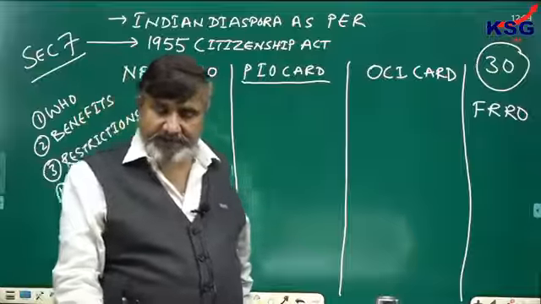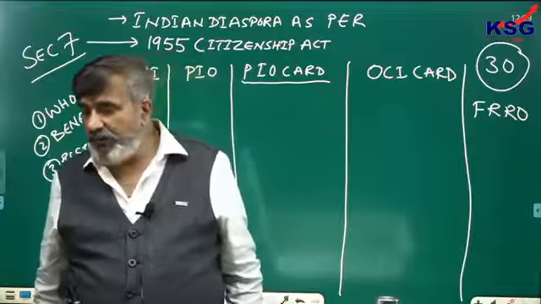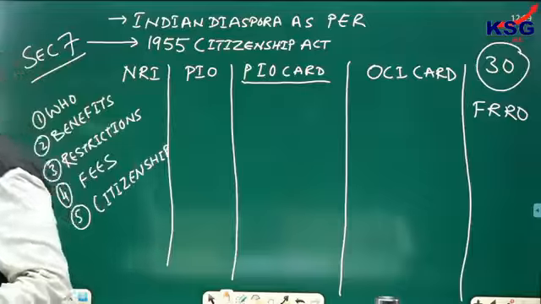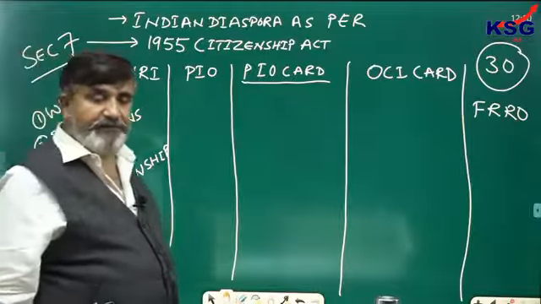I am repeating it again. If in single visit PIO card holder stays in India for more than 180 days, then after the expiry of 180 days and within the next 30 days, he or she has to visit the nearest foreign regional registration officer and inform them about their visit.